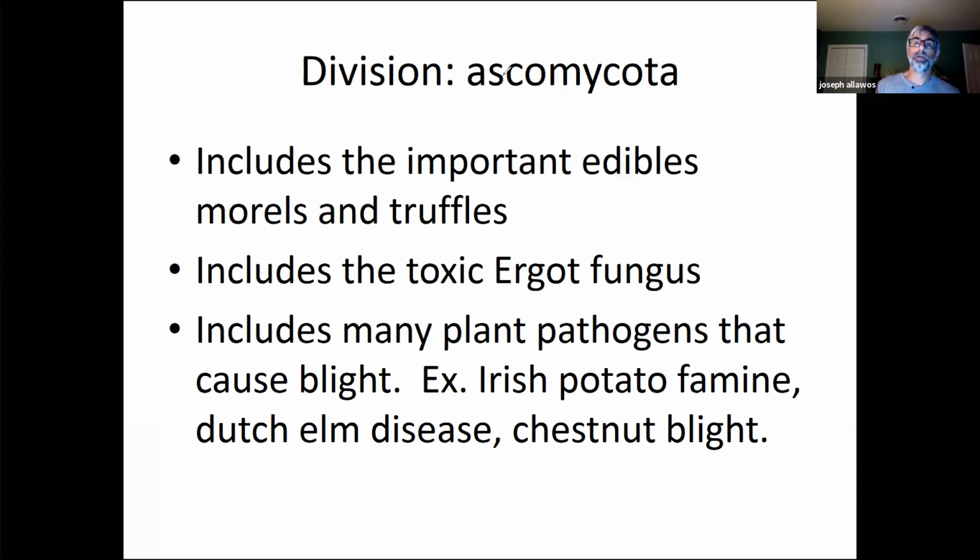fungi, the ascomycota. I'm not sure why I didn't capitalize that. I should have. Make it a big A. There we go. Okay, now I'm going to get rid of it. Next slide.